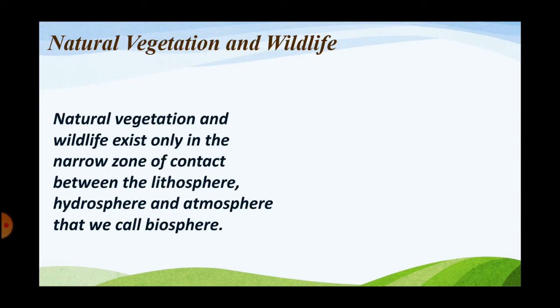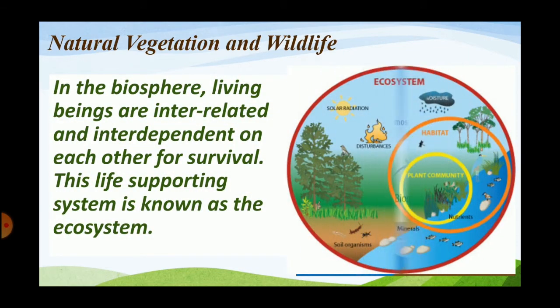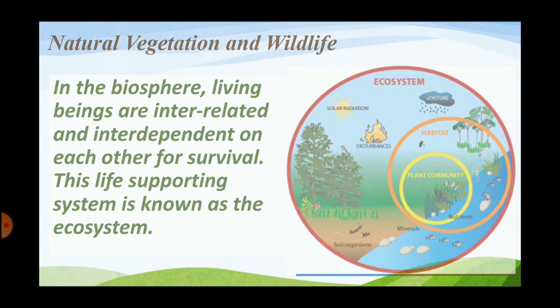Natural vegetation, as you already know, is the vegetation that grows without any human interference. Natural vegetation and wildlife exist only in the narrow zone of contact between the lithosphere, hydrosphere and atmosphere, and that we call the biosphere. In the biosphere, living beings are interrelated and interdependent too. This life supporting system is known as the ecosystem.